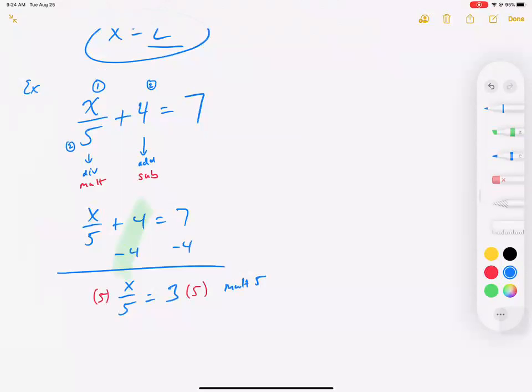Multiply by 5. And this 5 divided by 5, like we showed before, cancels out, divides out to become 1, x. And 3 times 5 is 15.